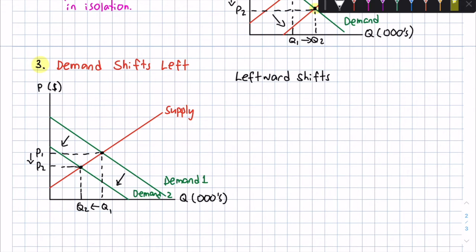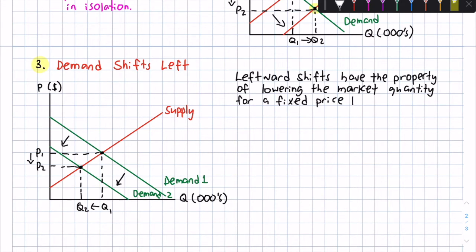In general, leftward shifts have the property of lowering the market quantity for a fixed price level. This is for both the supply and demand, and it signifies a negative change for the market, so it's a negative catalyst.